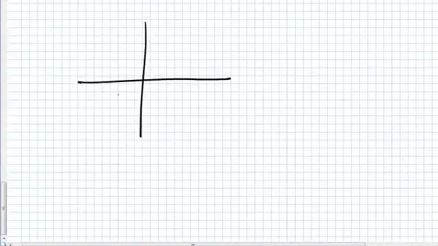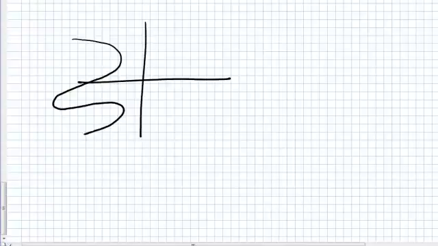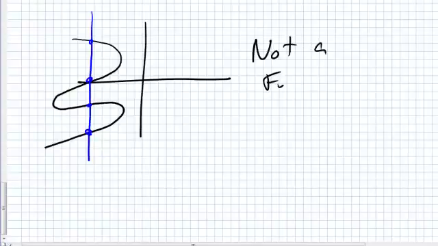So here's an example of one that's not a function. My set of axes, and let's say that it looks something like that. I do my vertical line test, and you can see right away it breaks it in multiple places, right? So this is not a function because of the vertical line test. Vertical line test failed.